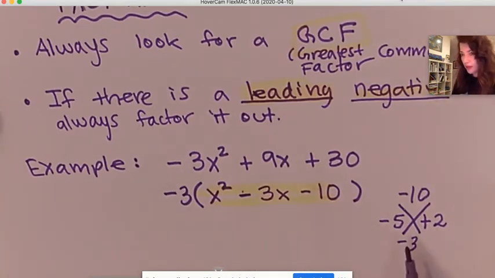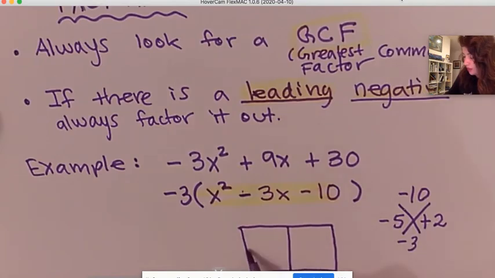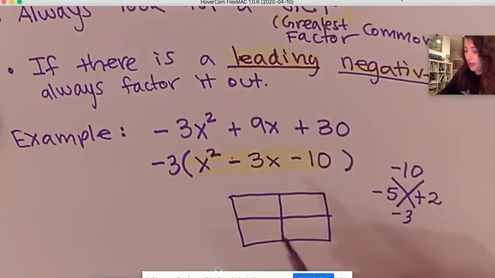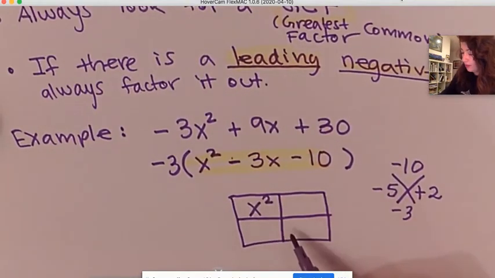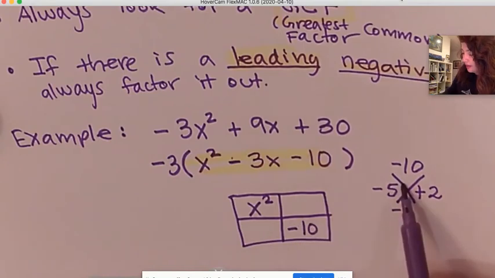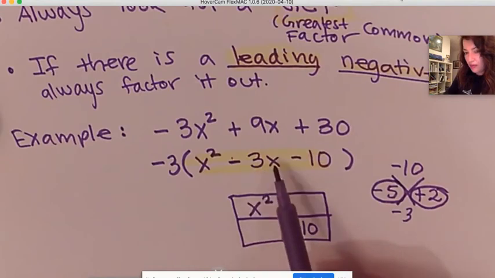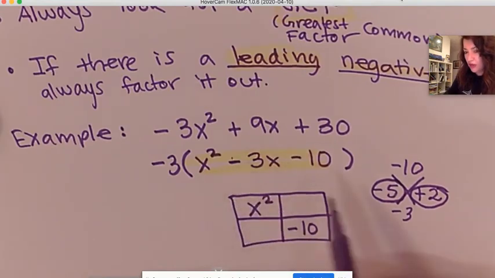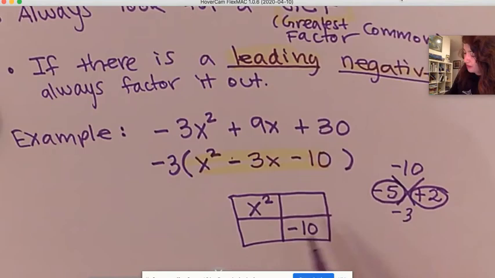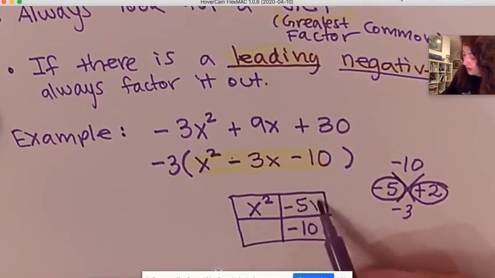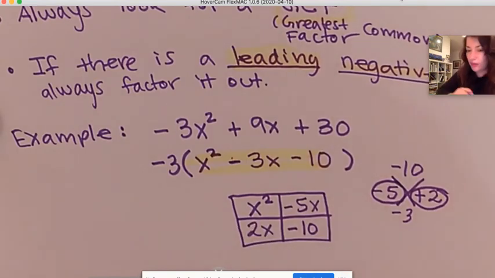Now you could use an area model if you like. What do I mean by an area model? If I just use an area model for the highlighted region, I would go ahead and place my x squared here, my negative 10 here, and these represent the middle terms. In other words, when you add them, you get negative 3x. So I can put negative 5x anywhere along this diagonal. So let's say I put it up here, and then 2x over here by default.